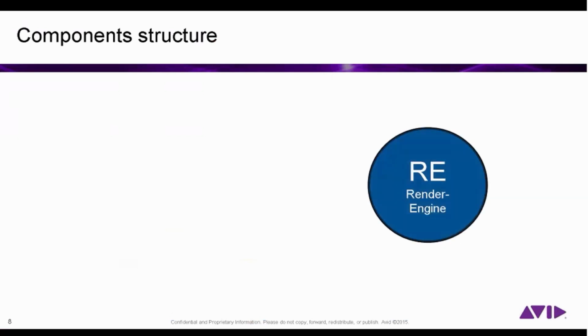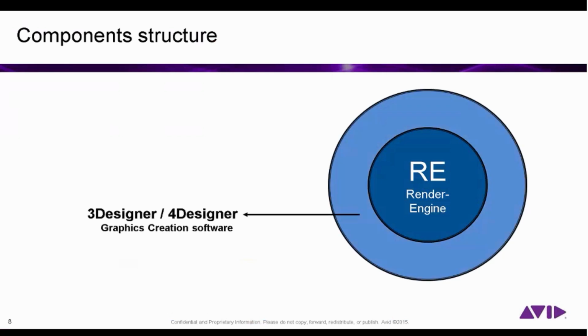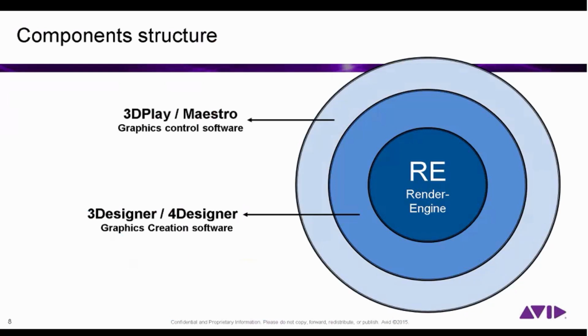Okay, so we will begin with component structure. At the heart of the system, we have the render engine. The render engine is responsible for displaying the graphics that we want to show on air. On top of that, we would have 3D Designer or 4D Designer, which is graphics creation software, where we create the graphics that we want to display. And on top of that, we would have 3D Play or Maestro, which control the graphics that we create in 3D Designer or 4D Designer, and then in turn will be displayed in the render engine.